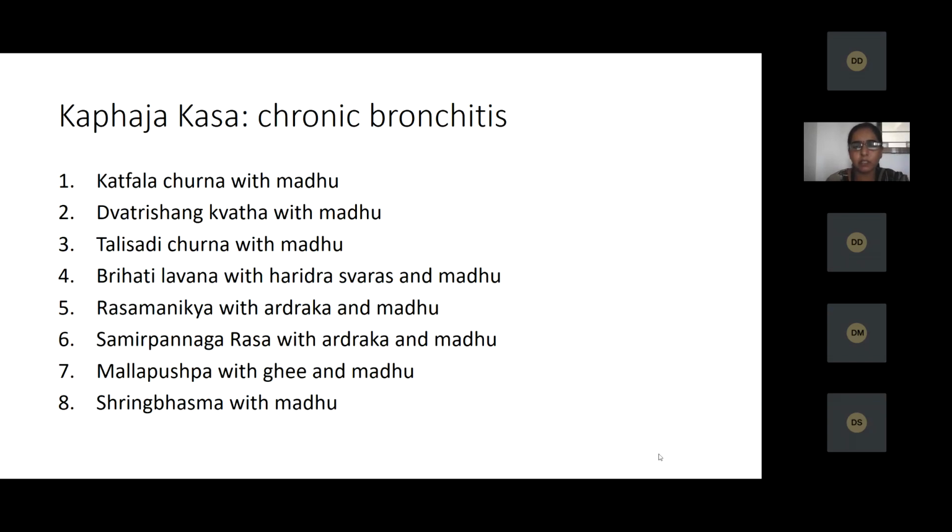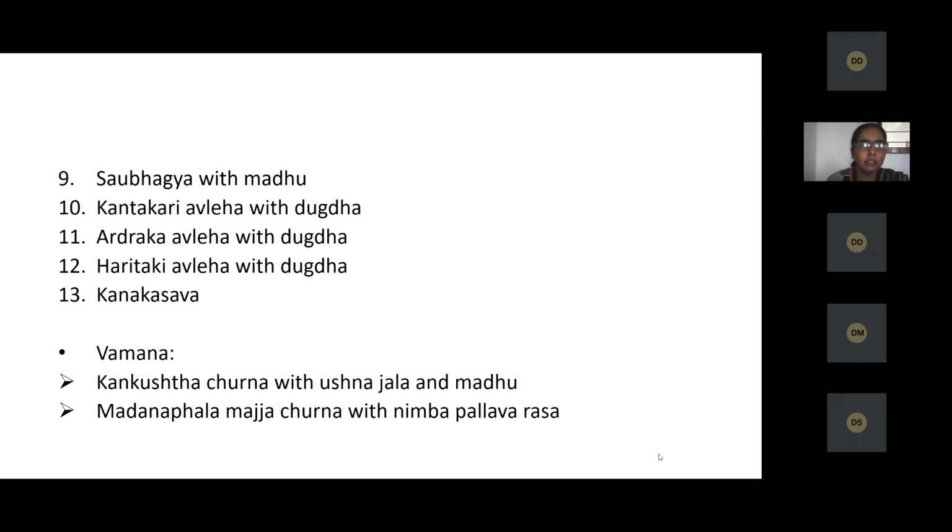That means we can control the excess kapha secretion by giving these medicines. Again we can give shobhakya with madhu, kantakari avaleha, adrak avaleha, haritaki avaleha, and kanakasava, and we can give them to women also. Madanphala majja churna with nimbaswaras also. These medicines mainly do the samprapti vighatana of kasa, and this will help the COPD patient by their kaphaghna, vatahara and vatanulomana properties, which help to reduce the vegas of kasa in COPD patients.